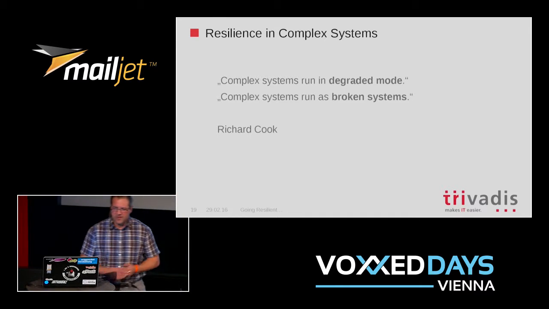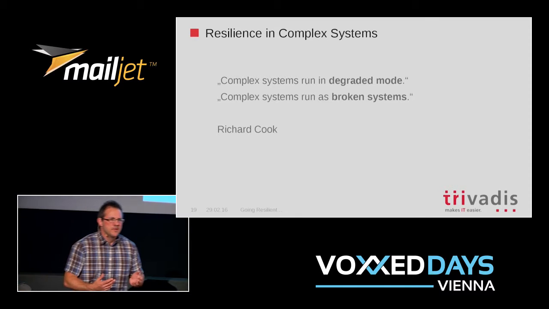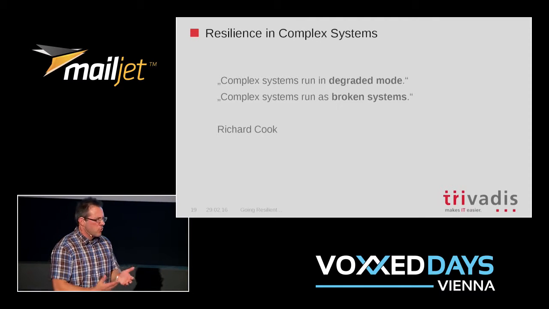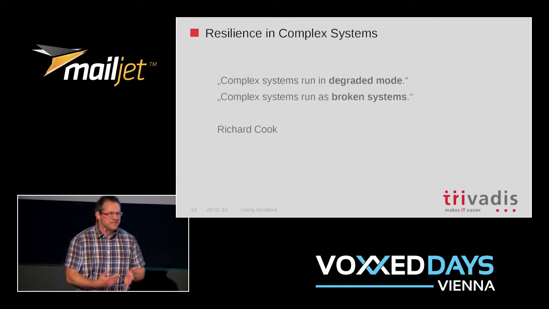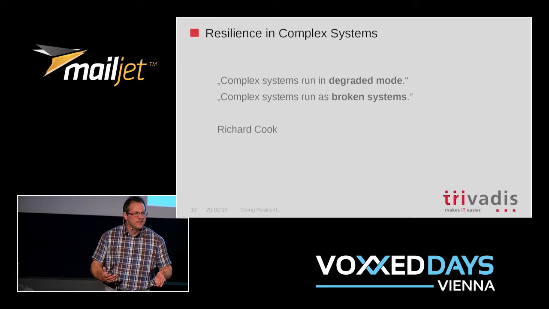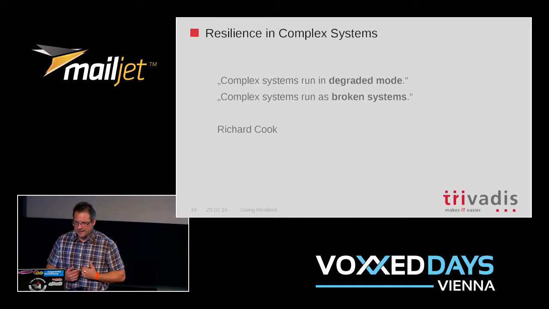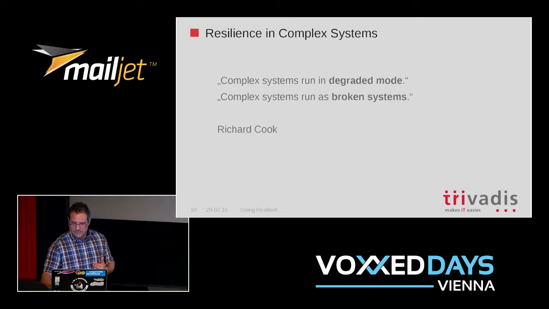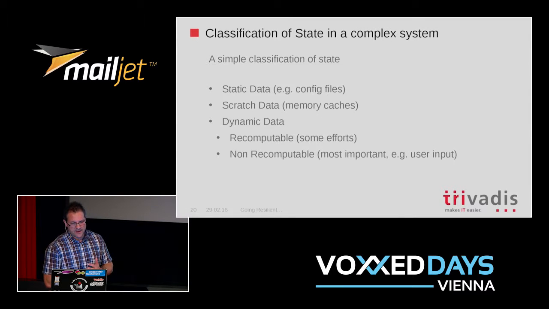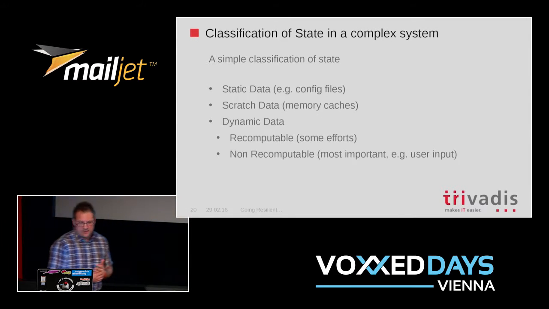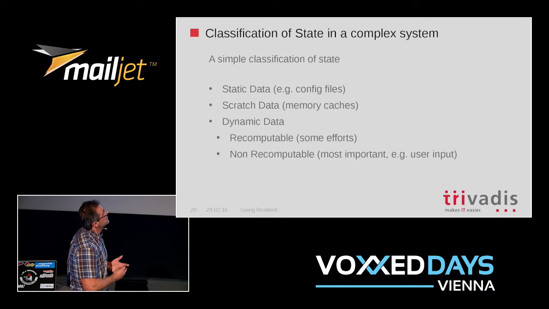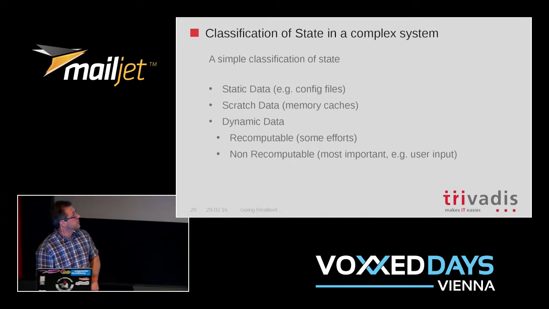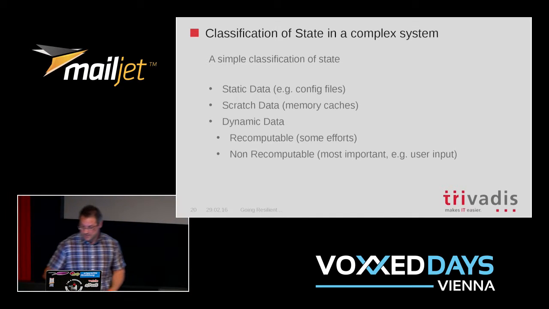Most complex systems run somehow always in degraded mode. There is more or less always something broken. It's not a bad thing, it's just reality, and we should cope with that reality. That's what I said before about state. What kinds of state are there? We have static state, like the config files, which I did not mention. Scratch data, and dynamic data, especially the non-recomputable one, which is important.